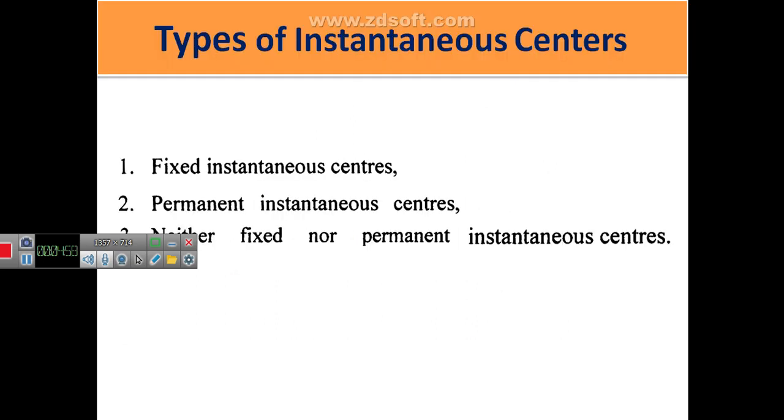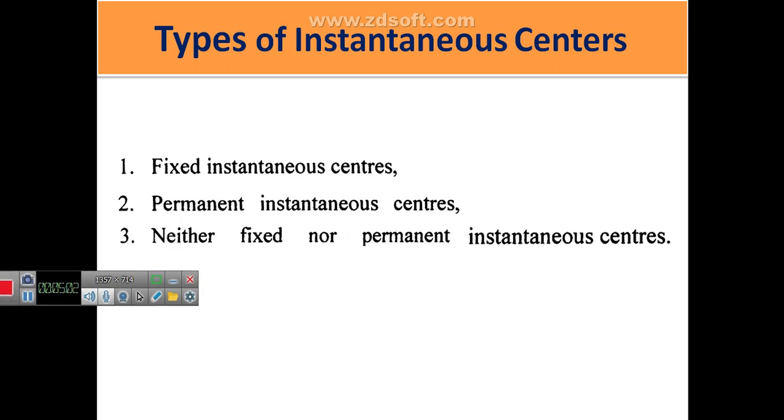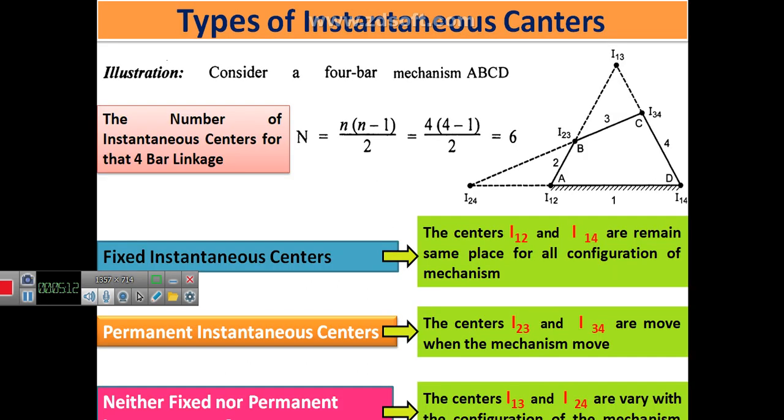Then coming to the types, we have three types. The first one is the fixed instantaneous center, the second one is the permanent instantaneous center, and the third one is neither fixed nor permanent instantaneous center. Now we are going to see what these are: fixed, permanent, and neither fixed nor permanent instantaneous centers. As usual, we take one example, that is the 4-bar arrangement.